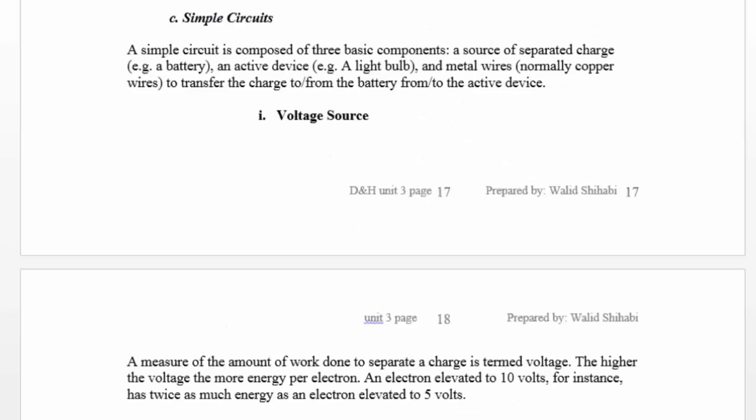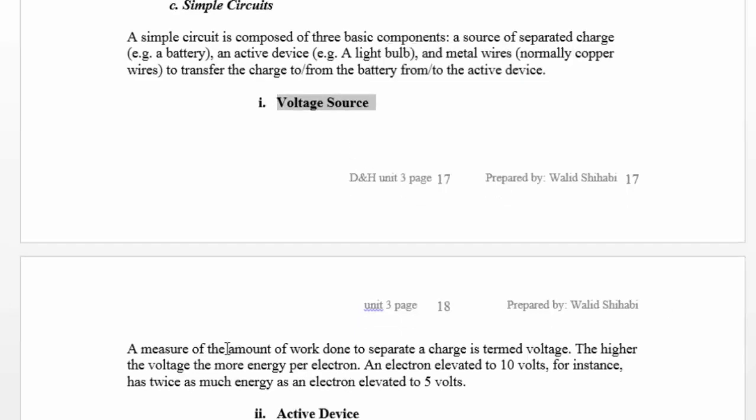So now let's use the electric terms here to describe each one of those previous statements. The method by which the charges are separated, we call the voltage source. And voltage is defined as the amount of work done per charge. Hence, the higher the voltage, the more work done per charge. And we know the charges are electrons because protons are confined within the nucleus.